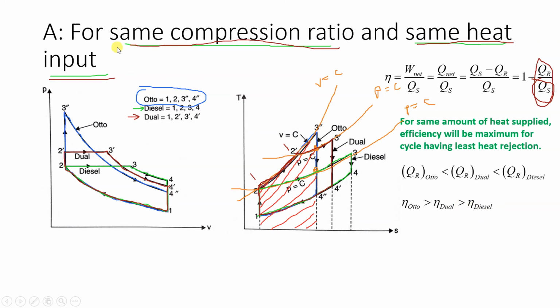So for this condition, for which condition? Same compression ratio RC and heat supplied QS. This is the condition. It will depend on what condition we are actually maintaining for the cycle. So if you consider the same compression ratio and the same heat input, in this case the efficiency of the Otto cycle is greater than the efficiency of the dual cycle, which is greater than the efficiency of the diesel cycle.